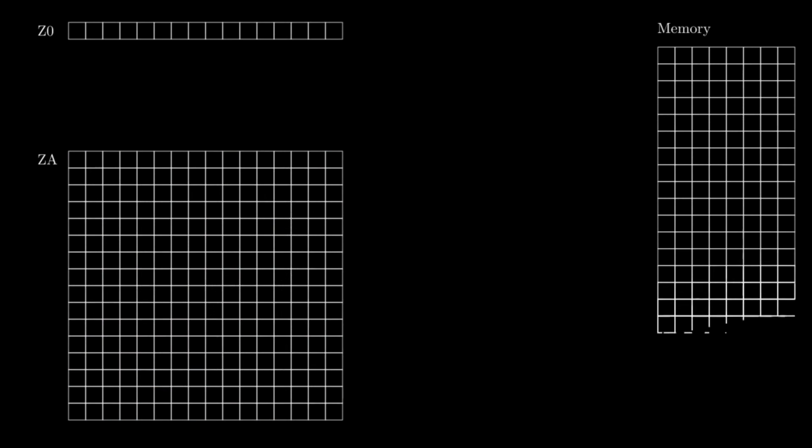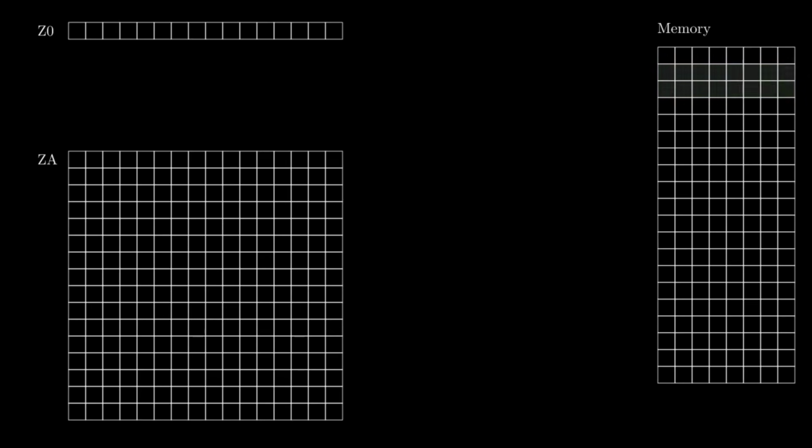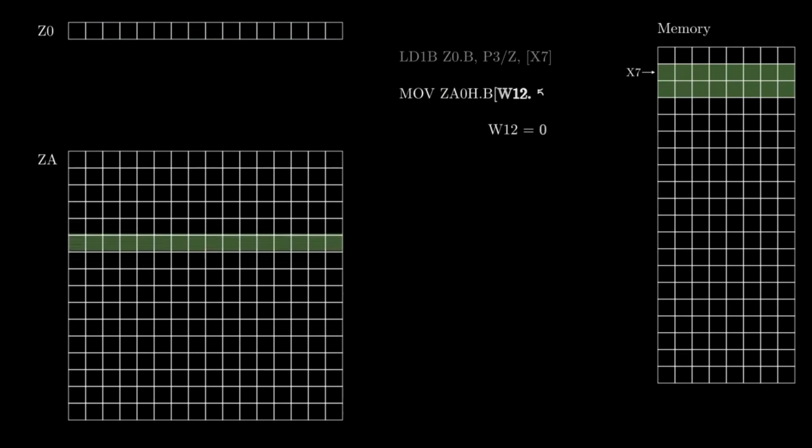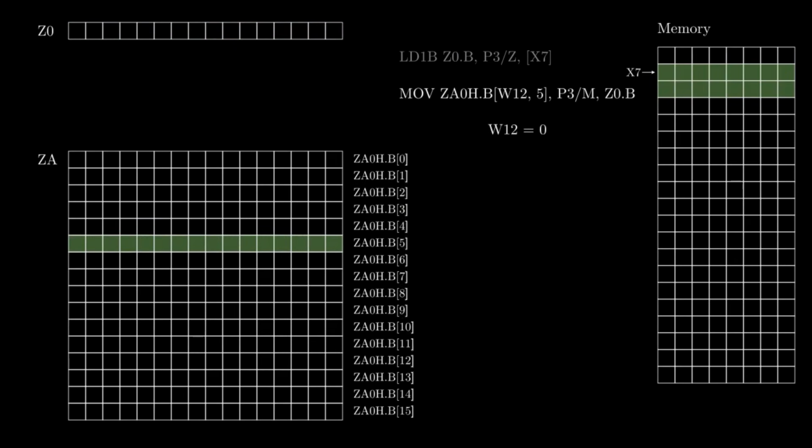Returning to byte access, let's look at how the ZA tile is populated. First, we load the memory contents into a Z register. Then we can move the Z register into a row of the tile called a tile slice. The H means that we are accessing a horizontal tile slice. The B means that we are accessing byte-sized elements. If W12 is 0, then W12 plus 5 selects row 5 of the tile.